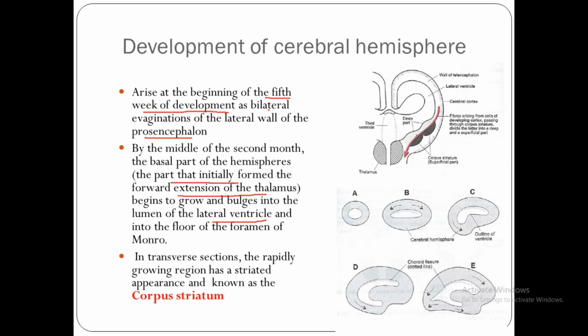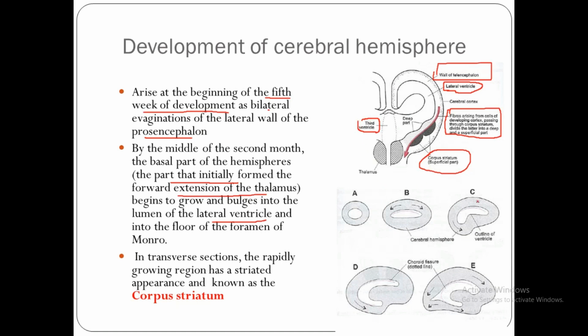To come to this picture or diagram, you can see these are the walls of the telencephalic vesicles, from where the cerebral hemisphere is developing. And inside these spaces, the cavity of the telencephalon, will convert into the lateral ventricle. Below these are the fibers arising from the cerebral cortex and passing to the corpus striatum here. And this is the third ventricle lying in the diencephalon.